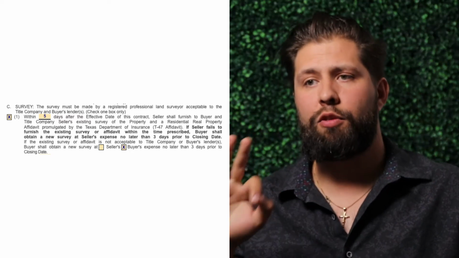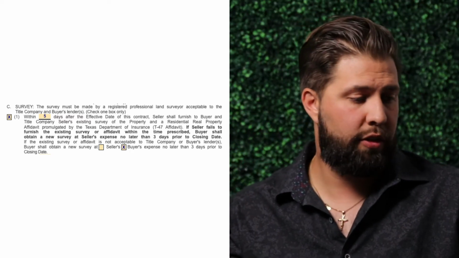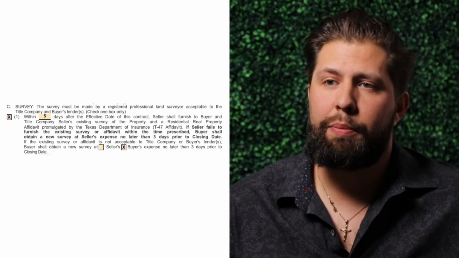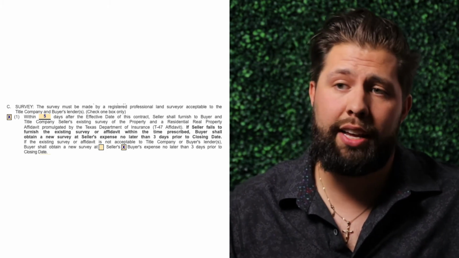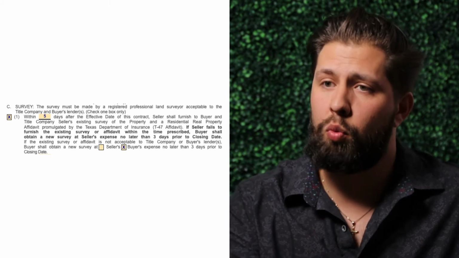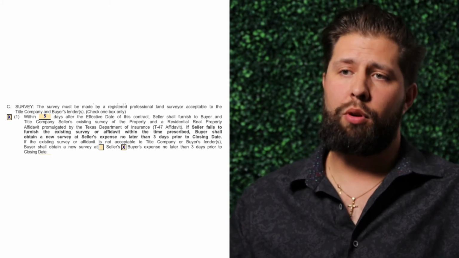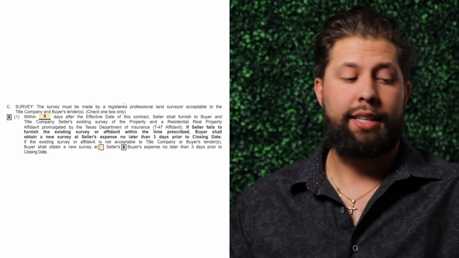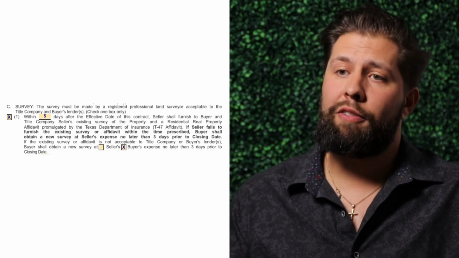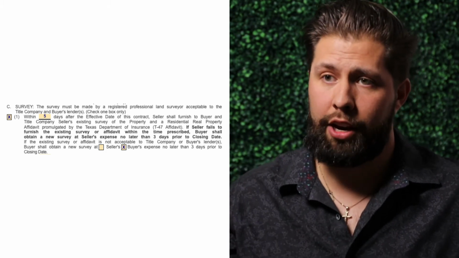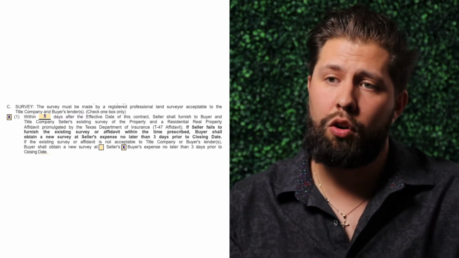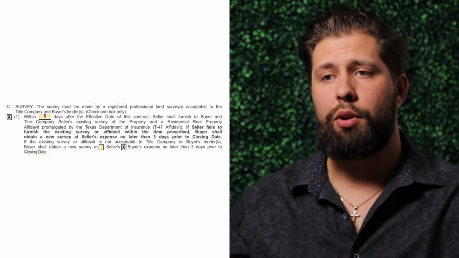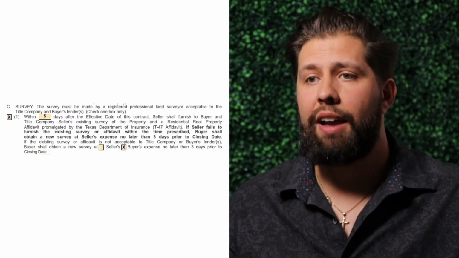So in survey, we have 3 options. We have option 1, 2, and 3. With that, typically what I use the majority of the time, unless I know there's not a survey or there is a survey, I use box 1. And what this reads, and this is really important, is if you have a certain number of days for the seller to provide a survey, and then at the bottom of the paragraph you have options. It's a seller or buyer expense. So what I always do is I put it as a buyer expense, and I put 5 days in the day period.